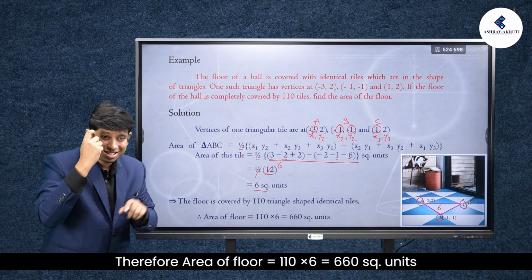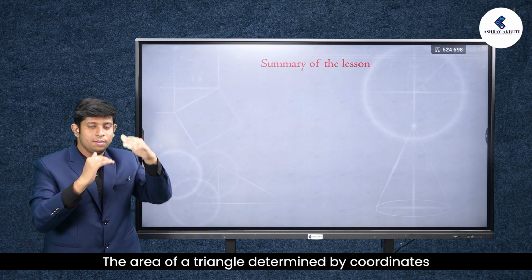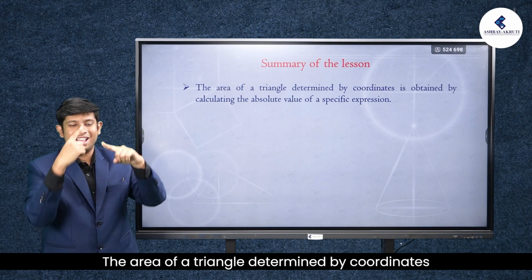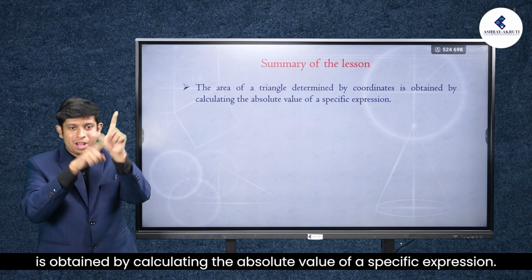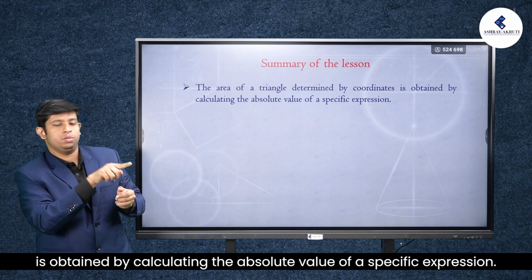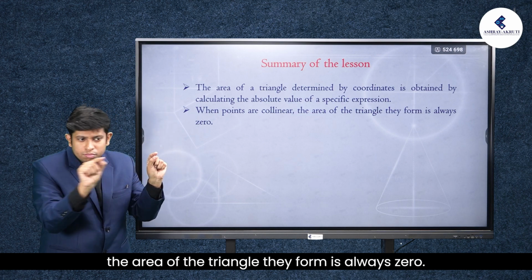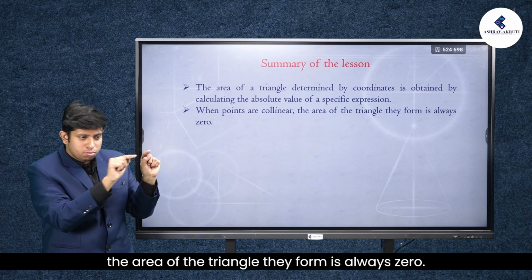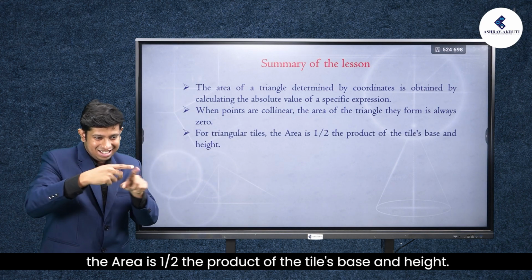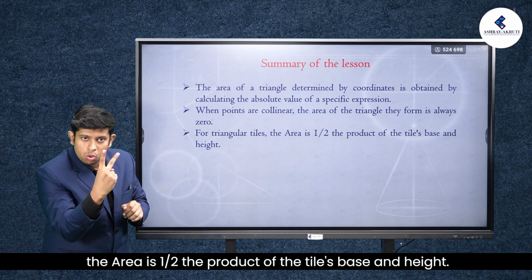Summary of the lesson. The area of a triangle determined by coordinates is obtained by calculating the absolute value of a specific expression. When points are collinear, the area of triangle they form is always 0. For triangular tiles, the area is half the product of the tile's base and height.